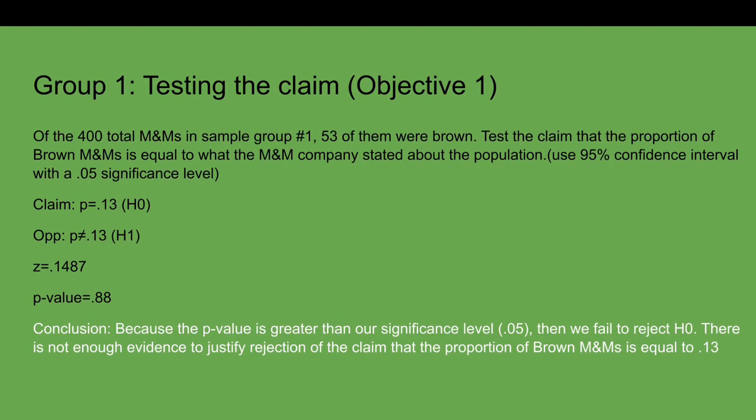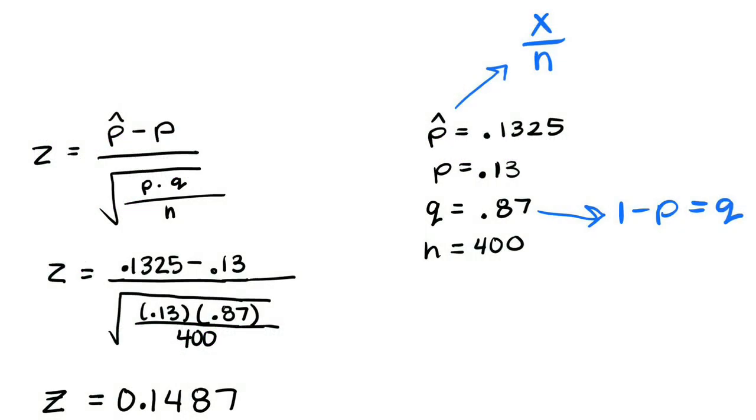So once again, we have our null and alternative hypotheses listed. And then we calculated our z-score, which came out to be 0.1487, and a p-value of 0.88, which gave us our conclusion. Because the p-value is greater than our significance level of 0.05, we fail to reject H0. There is not enough evidence to justify rejection of the claim that the proportion of brown candies is equal to 0.13. So here's how we calculated the z-score.